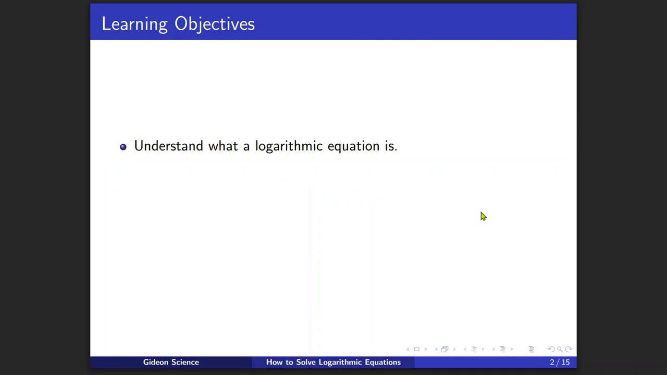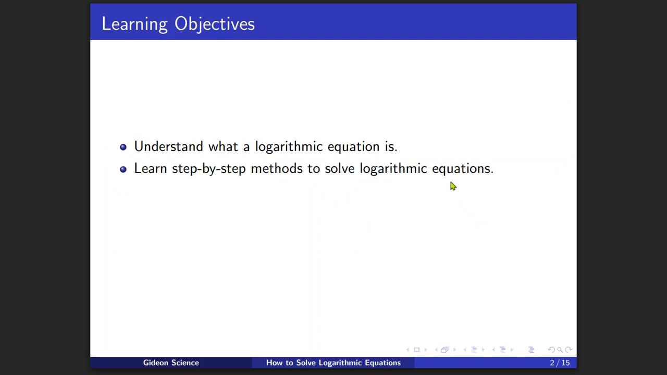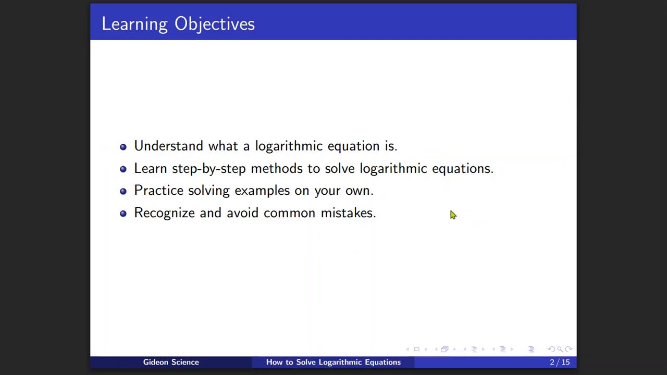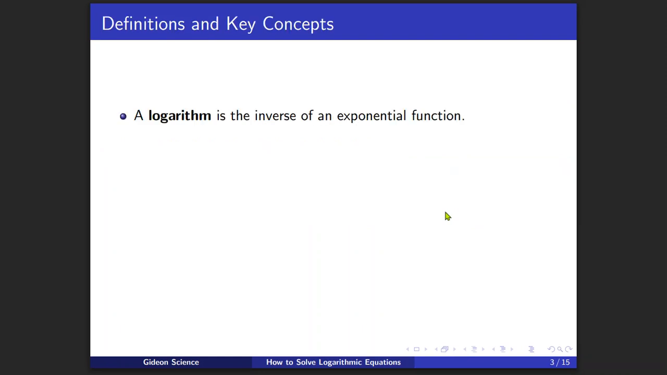Our learning objectives are: 1. To understand what a logarithmic equation is. 2. Learn a step-by-step method to solve logarithmic equations. 3. Practice solving examples on your own. 4. Recognize and avoid common mistakes.